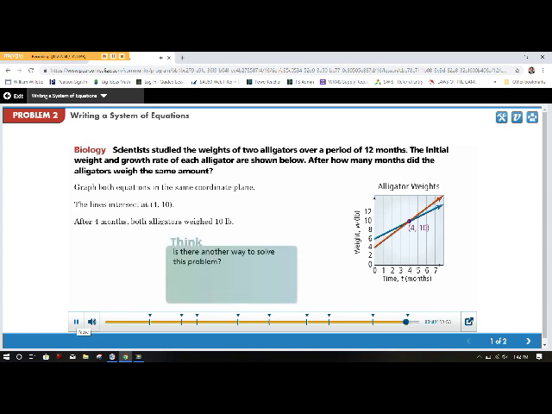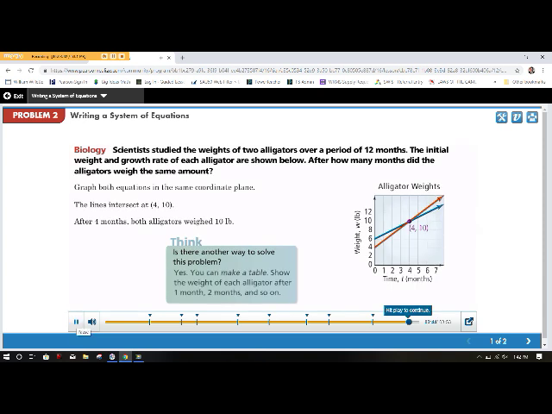Is there another way to solve this problem? Yes, you can make a table. Show the weight of each alligator after 1 month, 2 months, and so on.